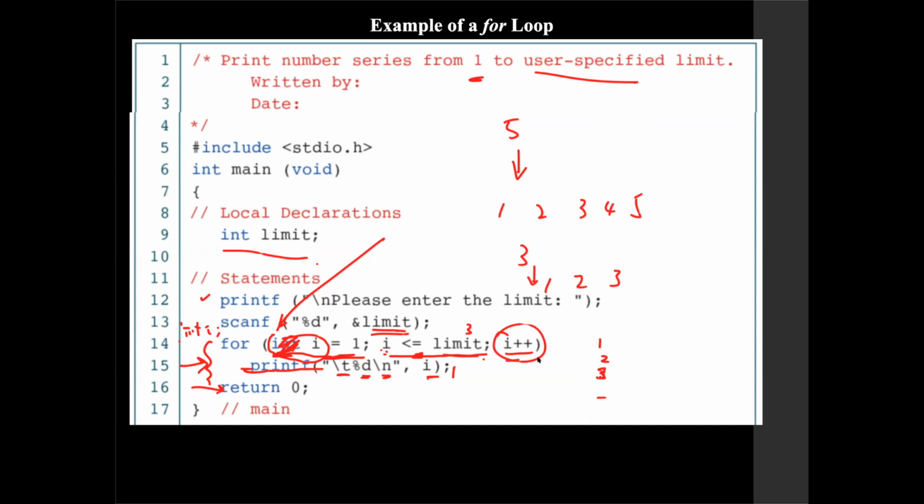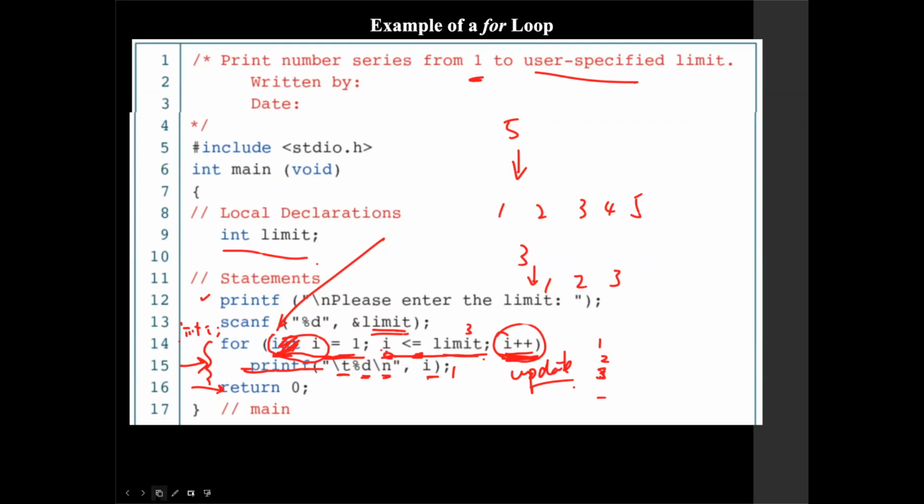So this very last one, increment, or in your presentation deck, it's called update, happens at the end of the iteration. So as long as this I, continuously being evaluated as part of your conditional, is less than or equal to limit, your program will continue.